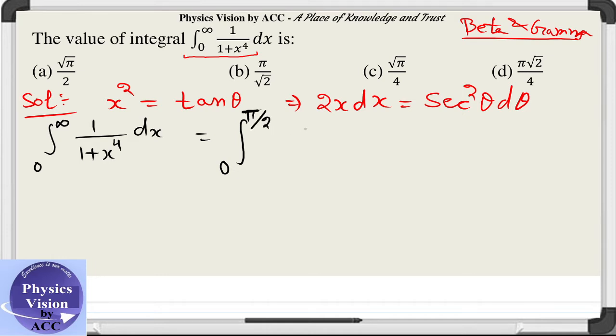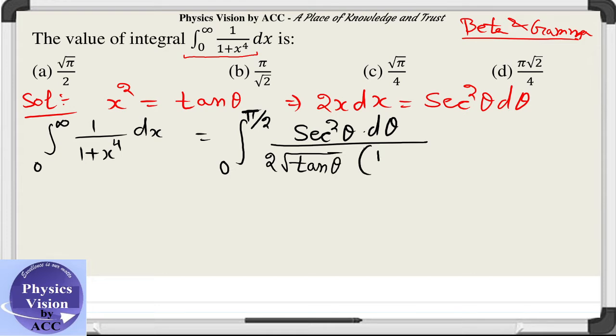What about dx? dx is given as secant square theta d theta divided by 2x. 2x is 2 under root of tan theta. Okay, what about 1 plus x power 4? That is 1 plus x square whole square, which means it is 1 plus tan square theta. And as we know, 1 plus tan square theta is actually secant square theta, so it will be cancelled out with this. So what are we left with?